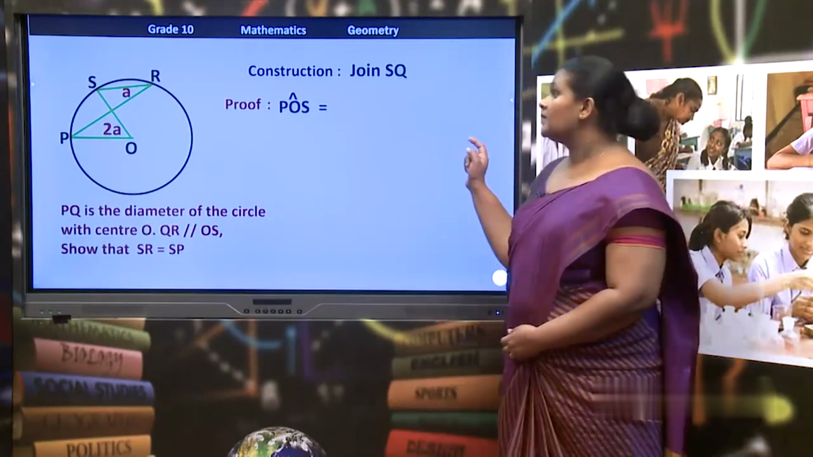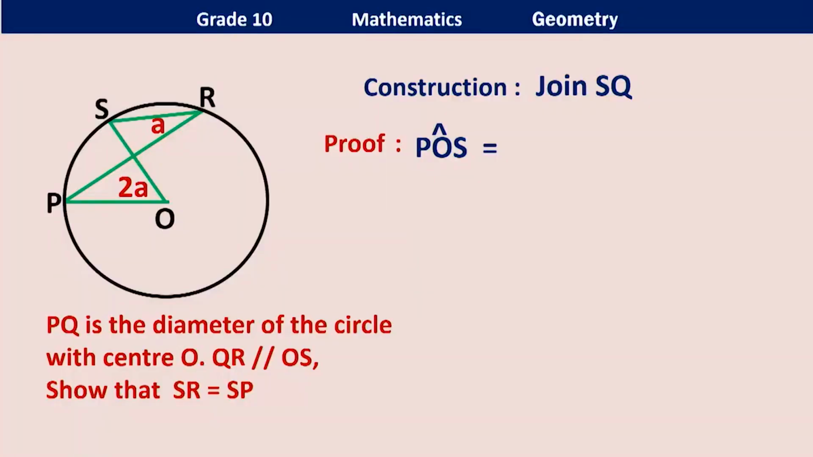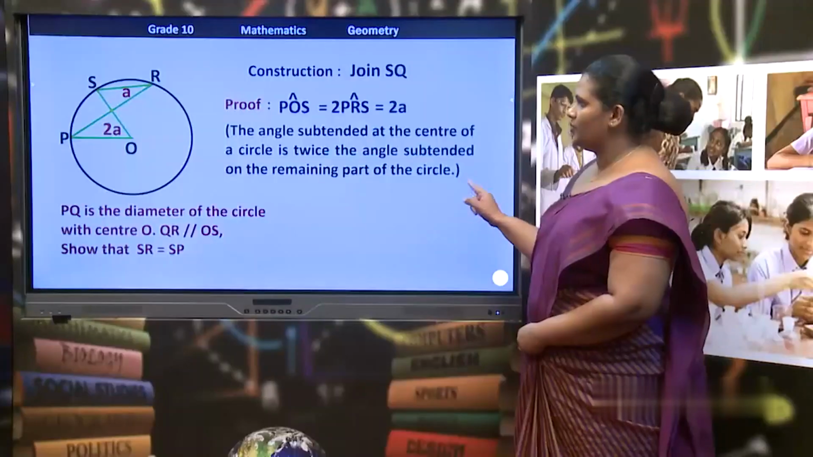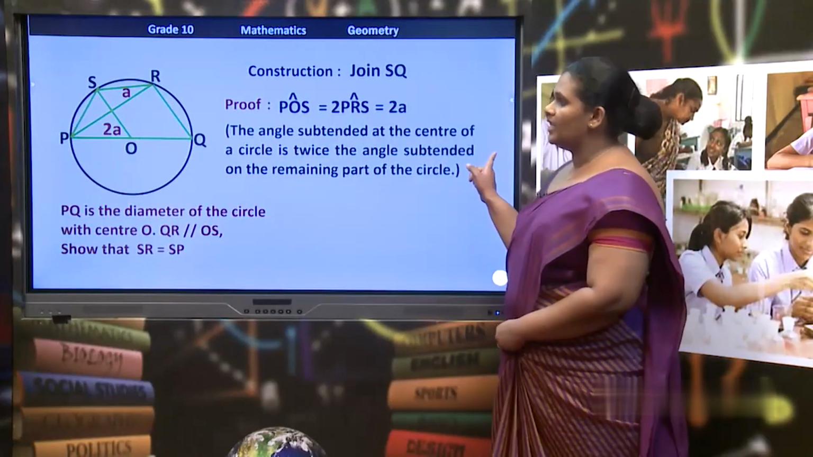We can write it as angle POS is equal to twice of angle PRS. Before the reason, we have to mention the value of it. We have got it as A, therefore, it is equal to twice of A, that means 2A. Therefore, we have to mention the reason. The angle subtended at the center of a circle is twice the angle subtended on the remaining part of the circle.